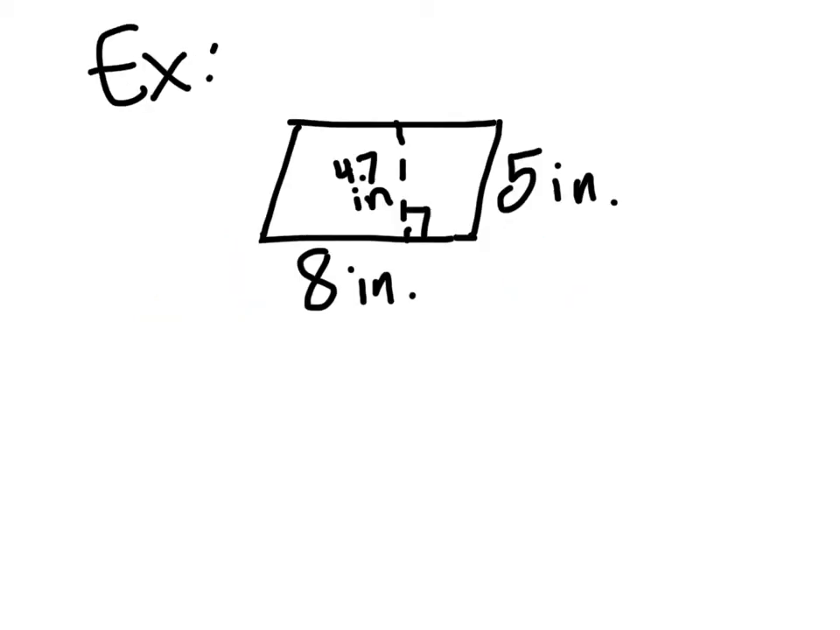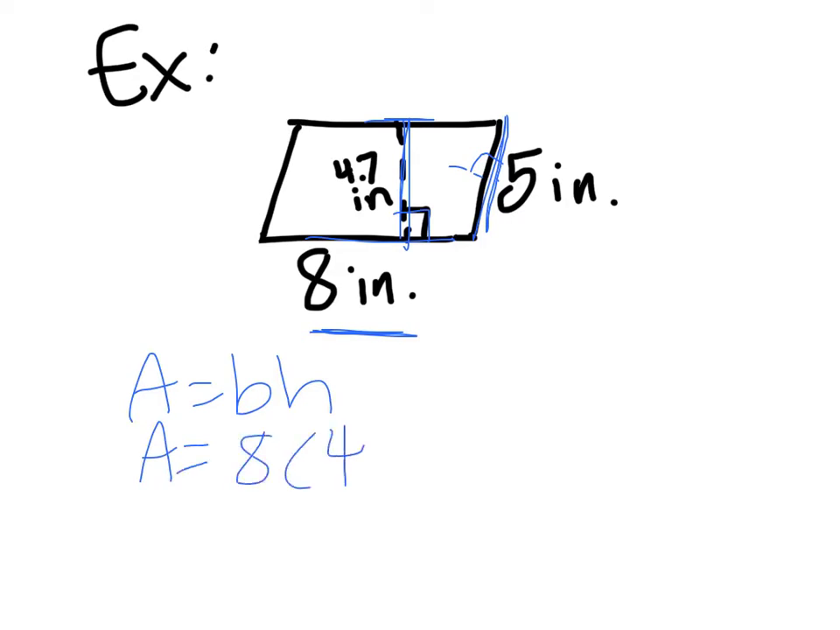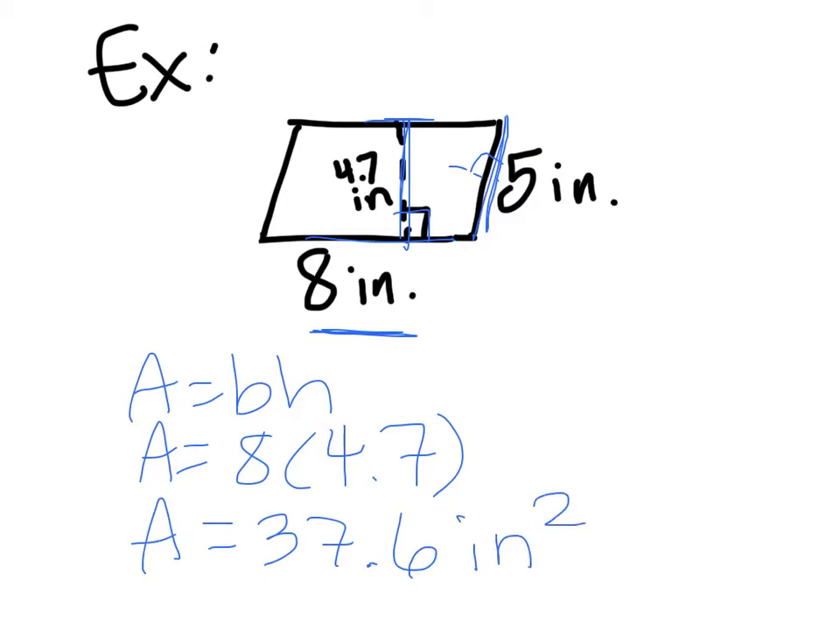So an example, if I look at this parallelogram, then the 8, if I use that as my base, this is my height, right? The altitude, it goes perpendicular to the base, and it goes up to the opposite side. 5 could also be a base. The problem is that I don't have a height drawn that is perpendicular to that base. So I'm going to use base times height, and I'm going to use a base of 8 and a height of 4.7, and I am going to get as my answer 37.6 inches squared. Area formulas always give us an answer of inches squared.